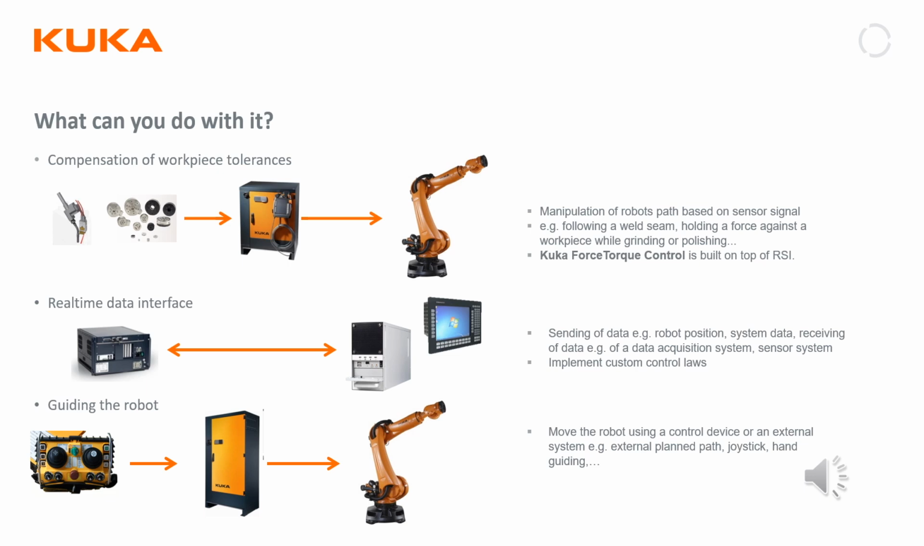So what can you do with these packages? One key capability is that the robot can react to tolerances in the work pieces or the environment that normally you wouldn't be able to program for. For example, following a weld seam where a part may warp or have variances. Another example might be assembling parts that have tolerances tighter than the robot positioning capability.